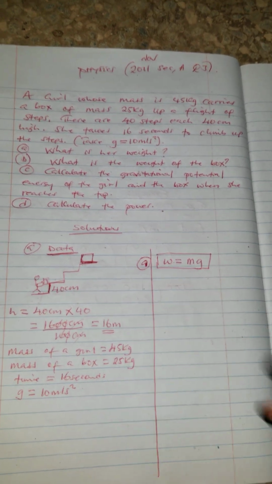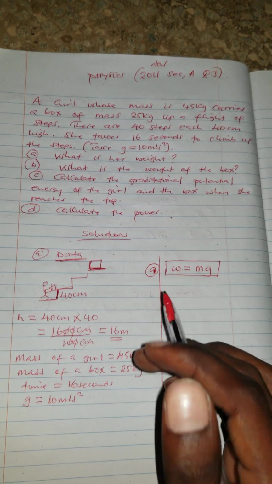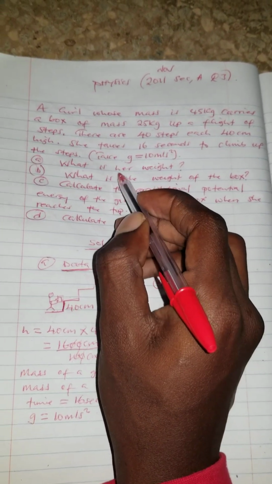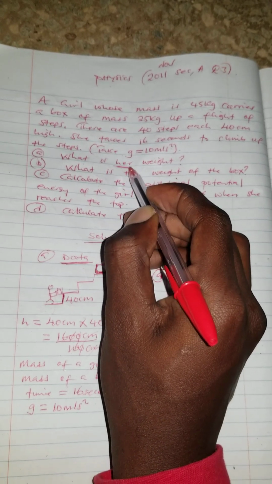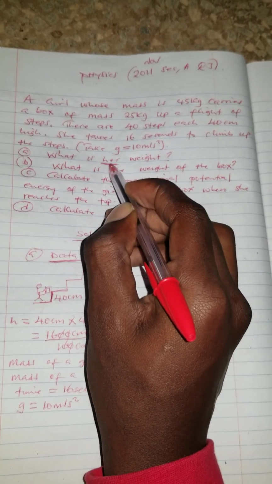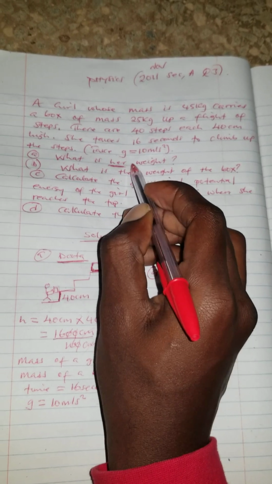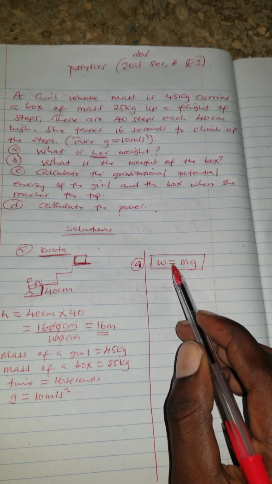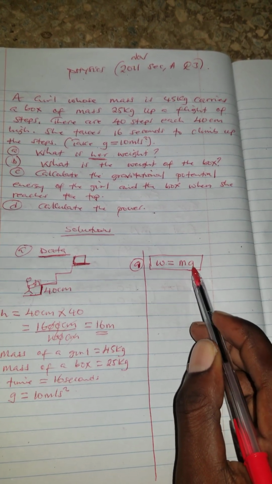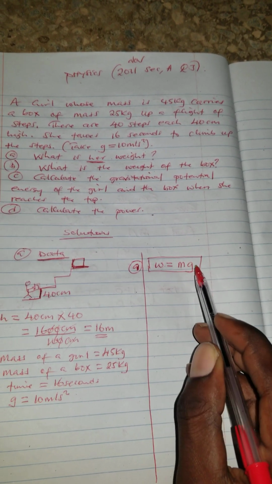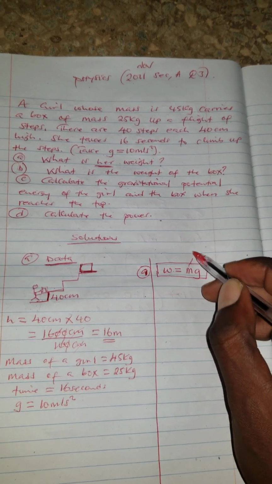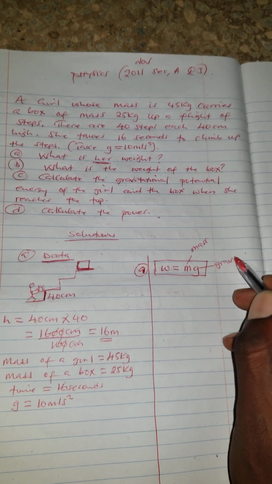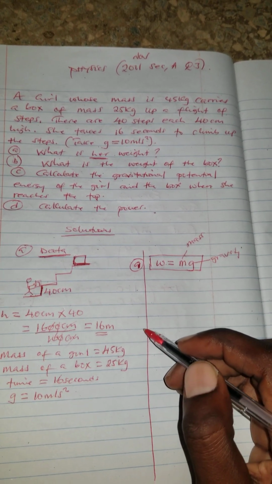So we need to understand critically what the question is asking us to do. Here, they are saying what is her weight. So the key term here is "her". When they ask what is her weight, they simply mean that we are finding the weight of the girl. So this formula simply means weight is equal to mass times gravity. The M in this formula means mass, the G means the gravity, okay? You can say acceleration due to gravity.